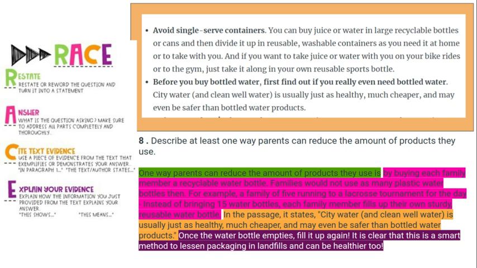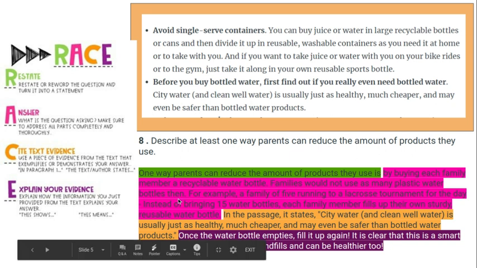This student, again, restated the question. One way parents can reduce the amount of products they use. And then here's their answer. And this answer is much longer. And they even gave an example in their answer, which is excellent. They went a little bit above and beyond, but I love it. By buying each family member a recyclable water bottle, families would not use as many plastic water bottles then. Again, that answer comes right up here from the text.